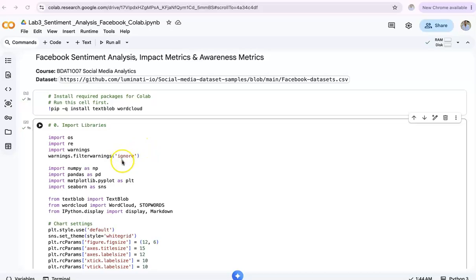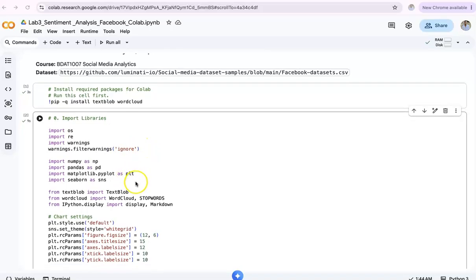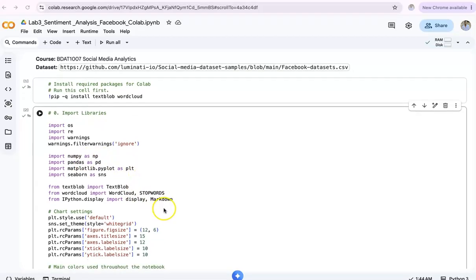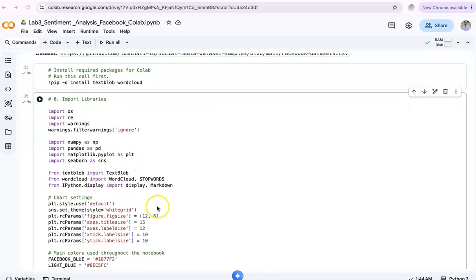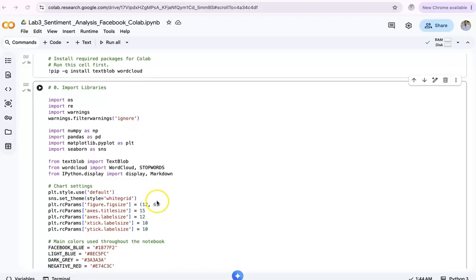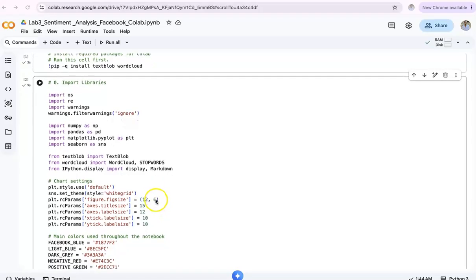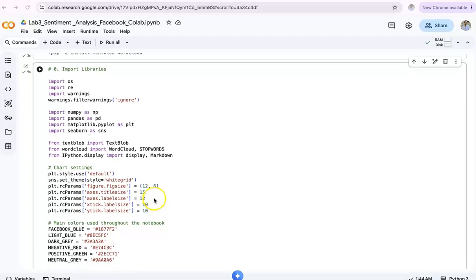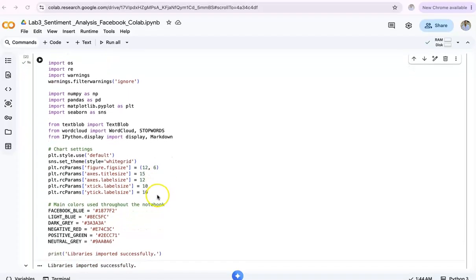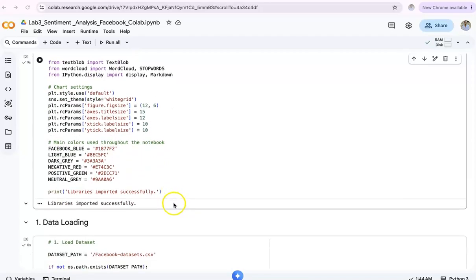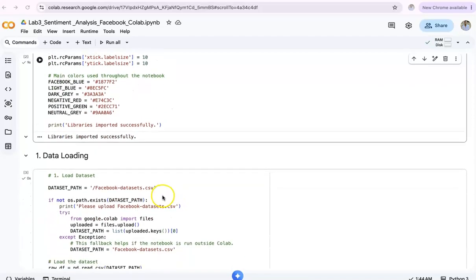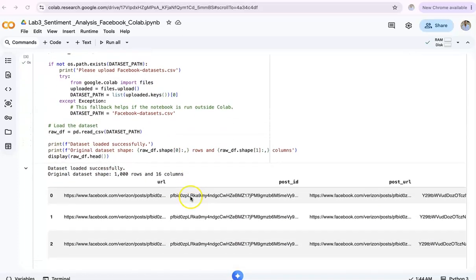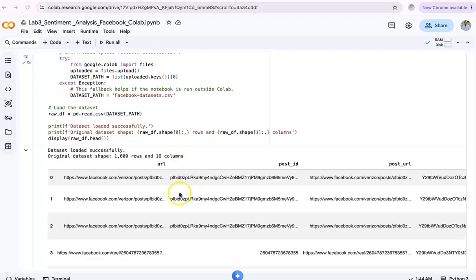So this notebook begins by me importing the required Python libraries. I used pandas and numpy for loading and preparing the data. I also used matplotlib and seaborn for the charts. I used TextBlob for sentiment analysis, and I also used wordcloud for creating wordcloud visualizations, which we will see later on during this analysis. Next, after loading the required libraries, I proceeded with loading the data. After loading the data, we see here we have the output.